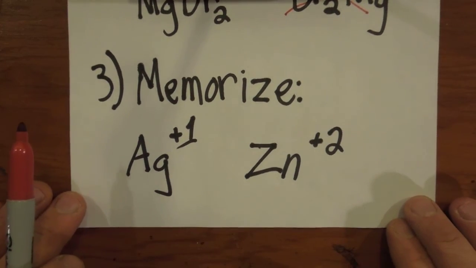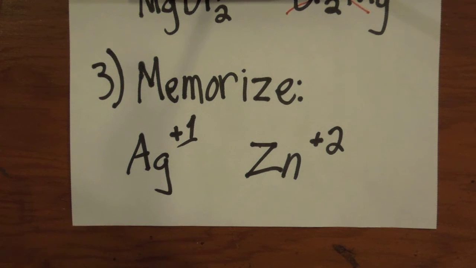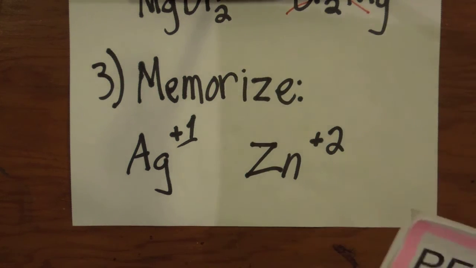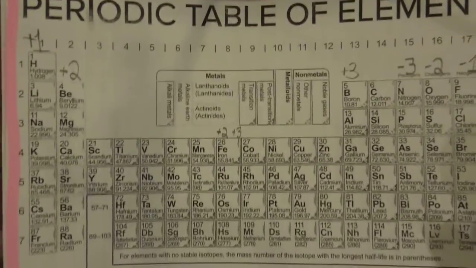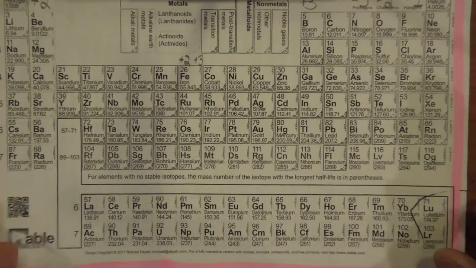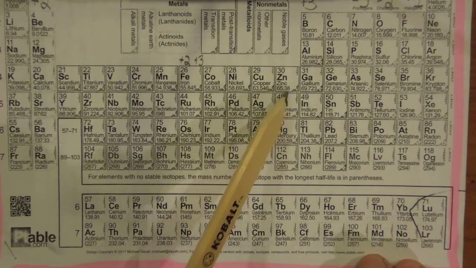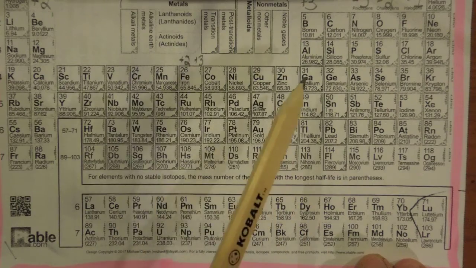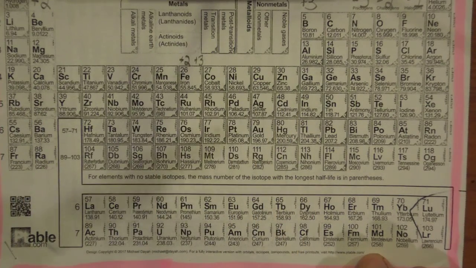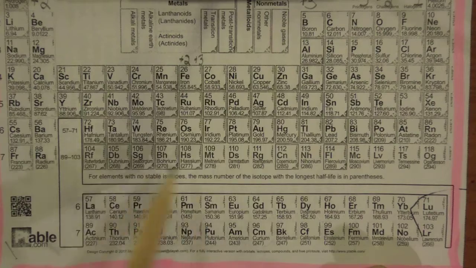Thirdly, there are 2 metals whose charges you should commit to memory, and that would be silver and zinc. Silver ions always have a +1 charge. Zinc ions always have a +2. Why do I say that you should commit those to memory? Well, here's why. If we look at silver and zinc in the periodic table, we find silver here and zinc up here. And they're both in this zone of the periodic table that we refer to as the transition metals. Many of the transition metals are multivalent, meaning they have more than 1 possible charge.